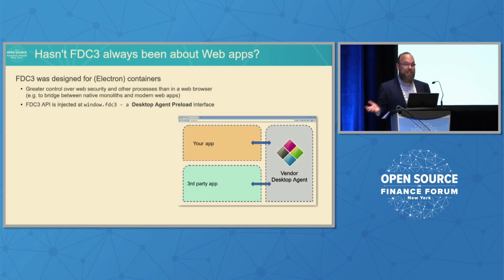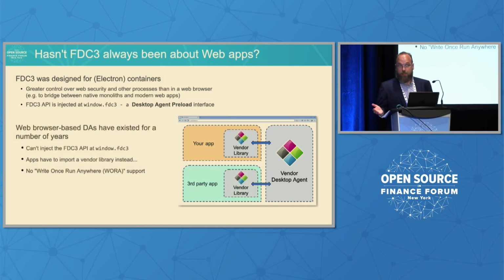It does this by injecting an FDC3 API implementation at window.fdc3 in the window scope, something we're now starting to call a desktop agent preload interface. And web browser-based desktop agents have existed for a number of years. My own firm publishes IO Connect Browser and Glue42 Core before it, which have been around for years, but they have a problem in that they can't inject that FDC3 API implementation in the window scope.